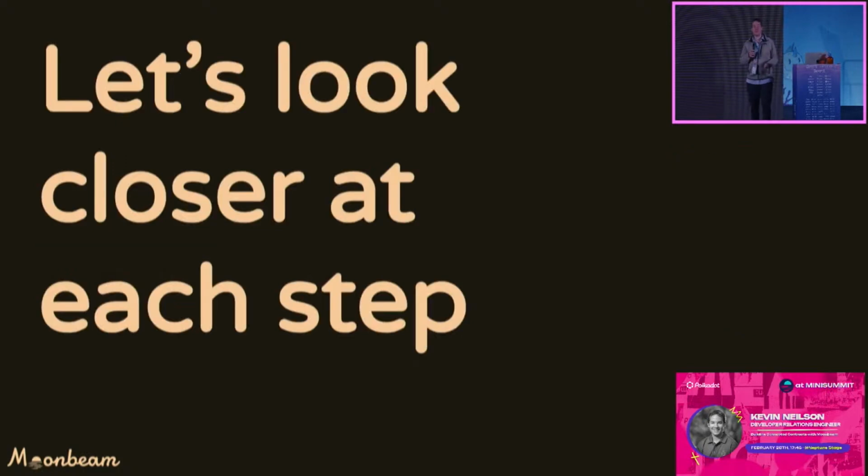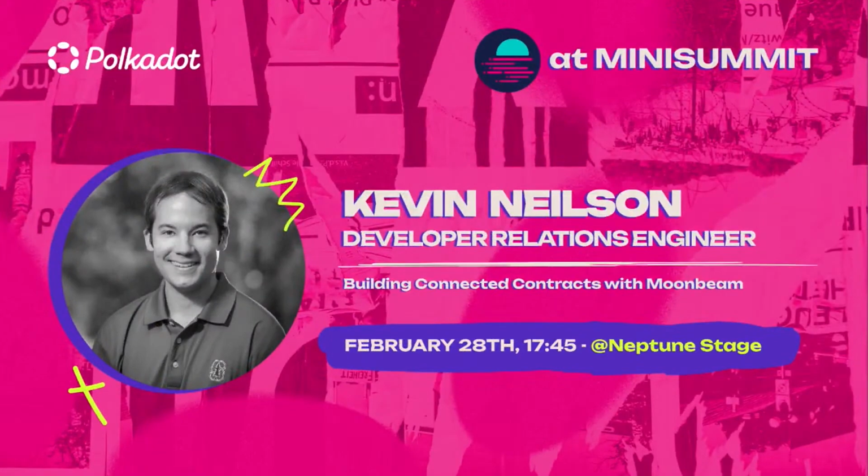So there are 3 steps. There's the origin chain, there's the Axelar network, and there's the destination chain. So that's Moonbeam, there's Axelar, and then there's the destination chain, which is Polygon. So let's take a closer look at what we're doing in each step.